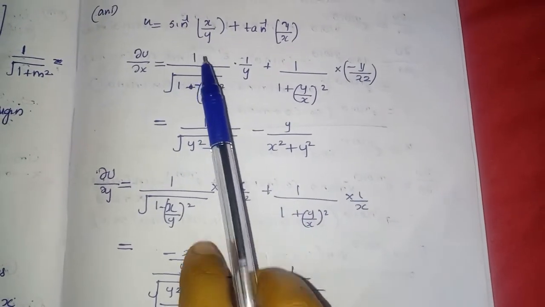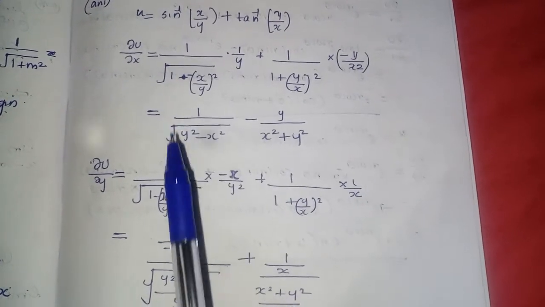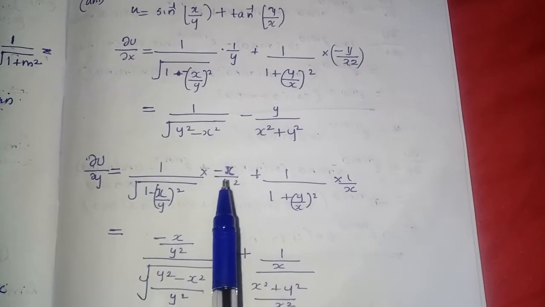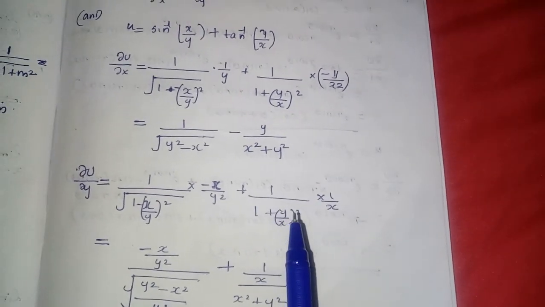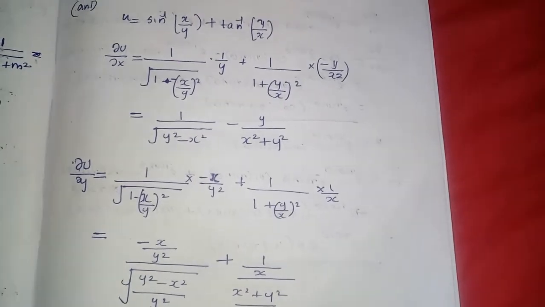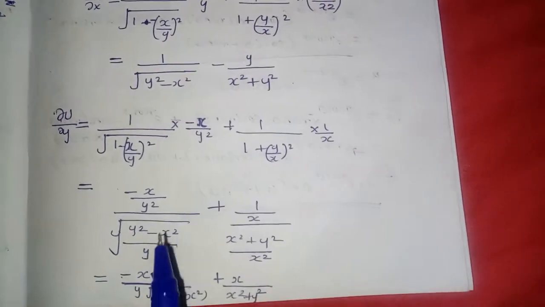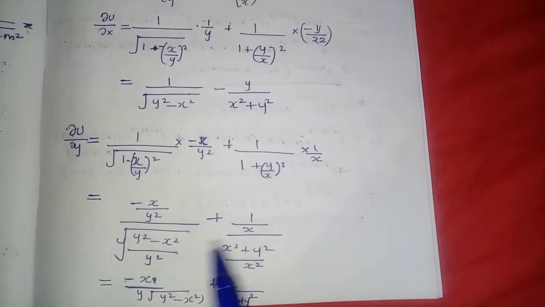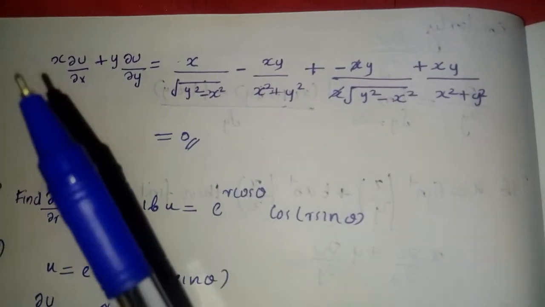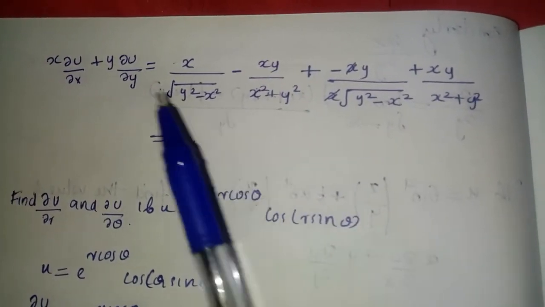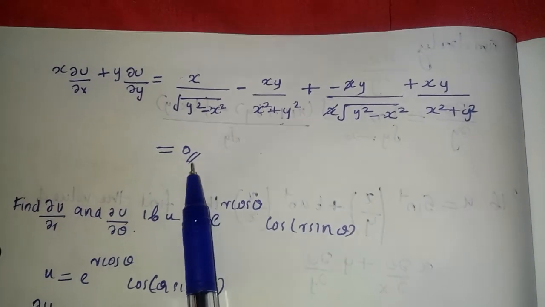So here, considering x as constant, that is 1 by under root 1 minus (x by y) whole square, and x is constant means 1 by y, whose derivative is minus 1 by y square, with the constant x as it is, plus 1 by 1 plus (y by x) whole square, and the partial derivative of y by x with respect to y is 1 by x, and we get like this. After simplification we get like this, and we check this condition after putting the partial derivatives, and we get the answer as 0.